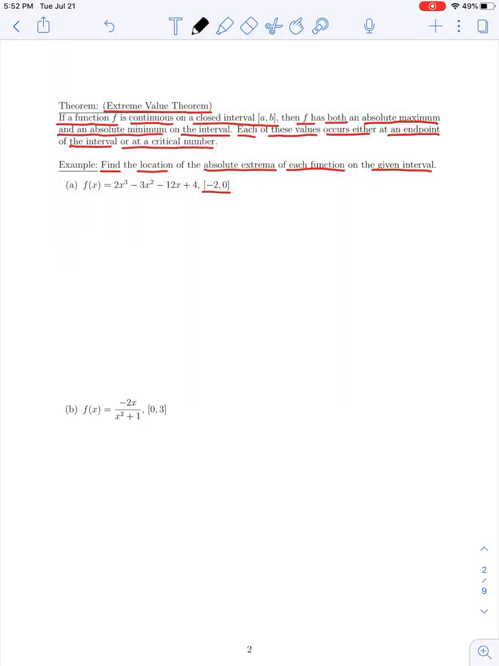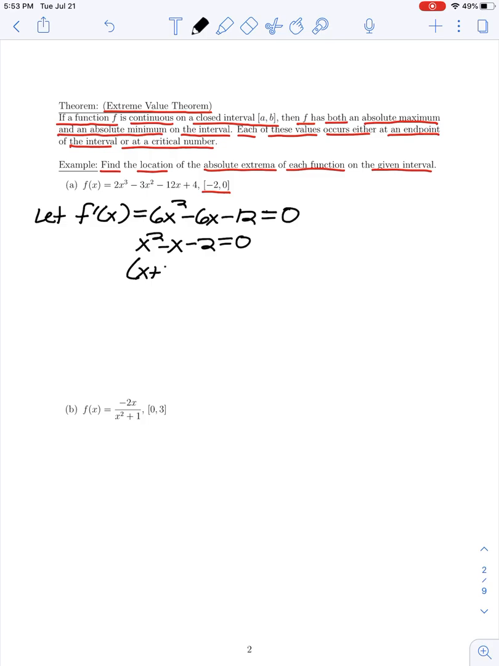So let's see if we can find the critical values of this function. Recall the critical values are values of x for which the derivative is undefined or 0. So here our derivative is 6x squared minus 6x minus 12, which is defined everywhere. So the only critical values would occur if this derivative is 0. So to solve for x, we could divide through everything by 6, and we have x squared minus x minus 2 is 0, which factors as x plus 1 times x minus 2 is 0. So we have critical values of -1 and +2.